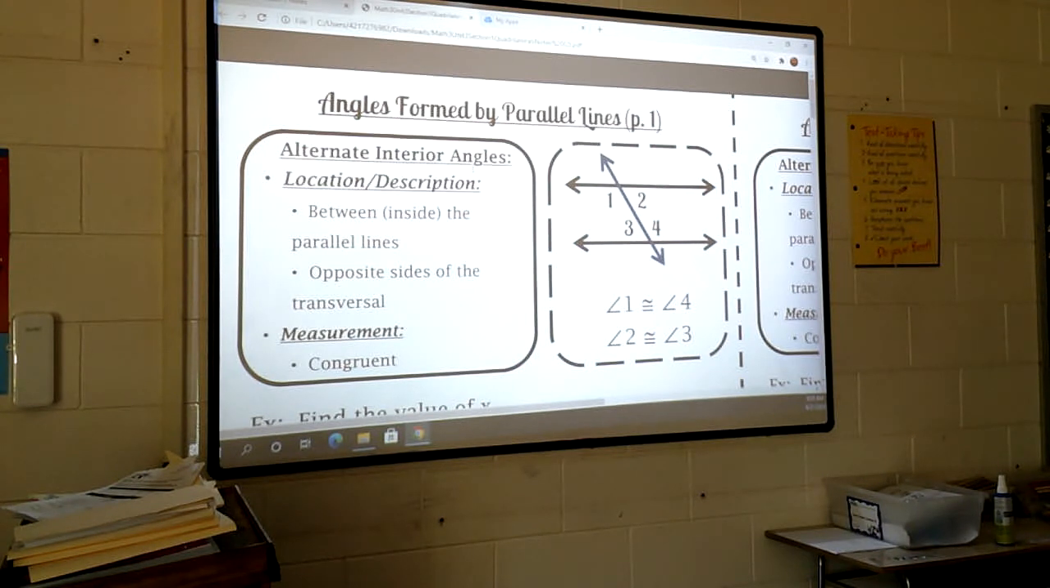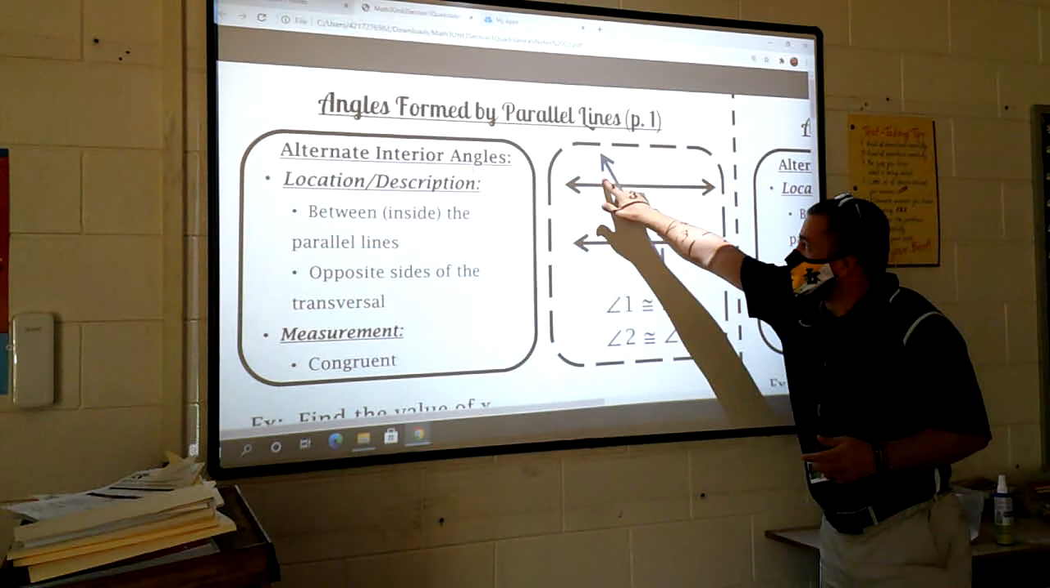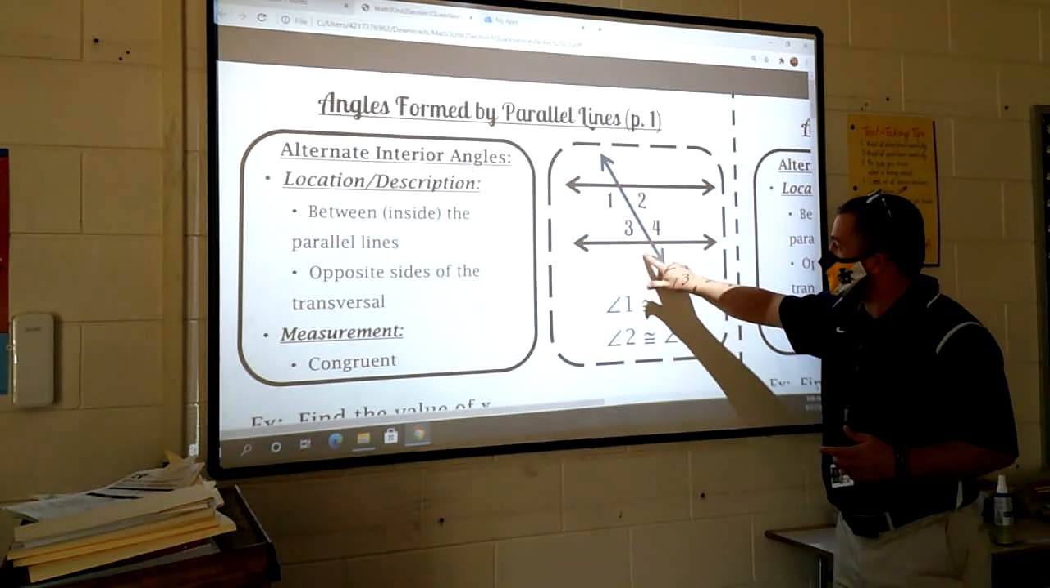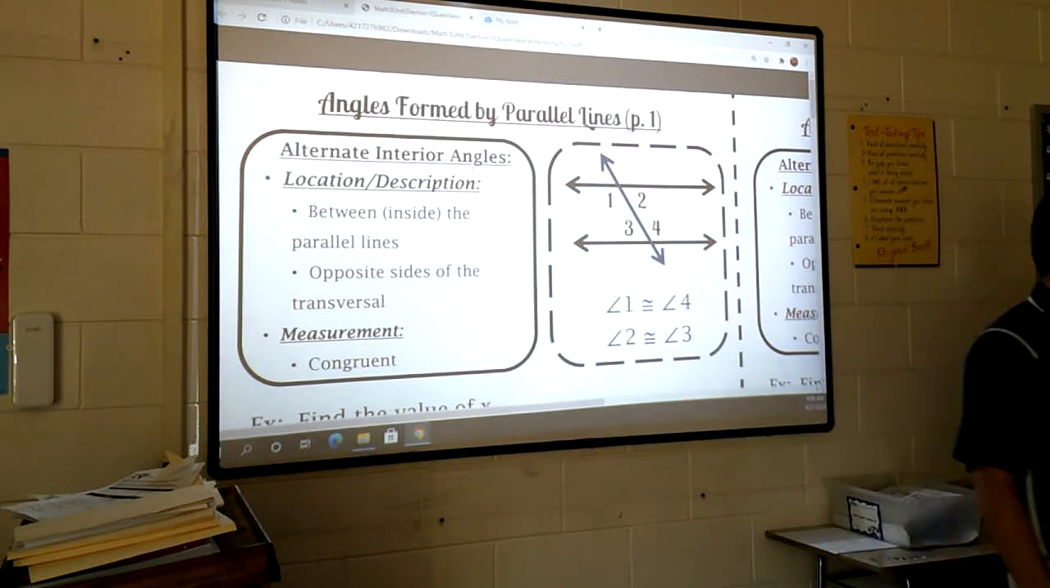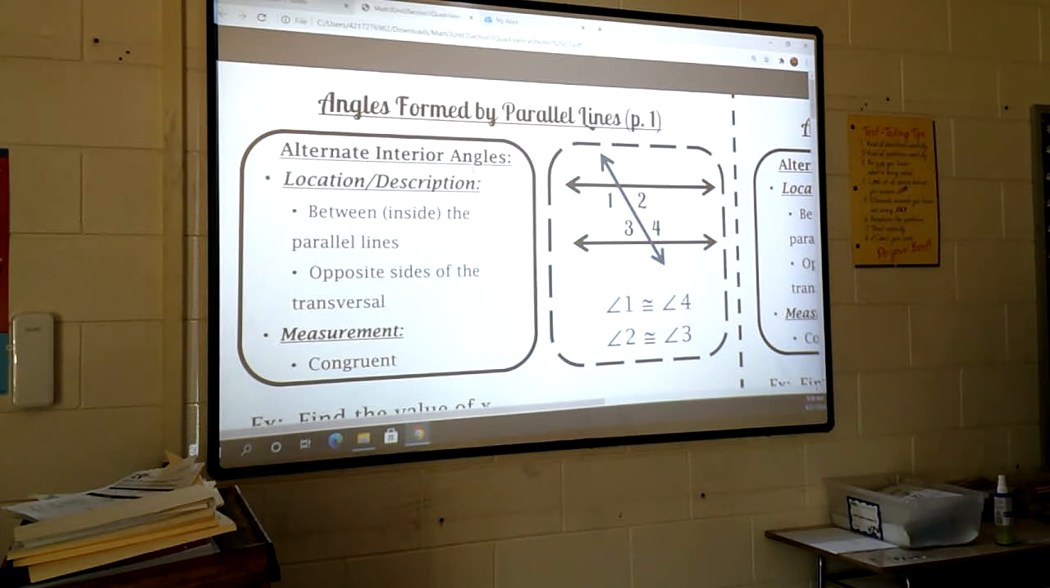And when you have 2 parallel lines and this diagonal cutting through, it actually creates 8 different angles. It creates one here, here, here, here, here, here, here. So it creates 8 different angles. And each of those 8 angles has different properties and names that we can know in order to find the measure. So the first ones that we're looking at on page 1 are your alternate interior angles.